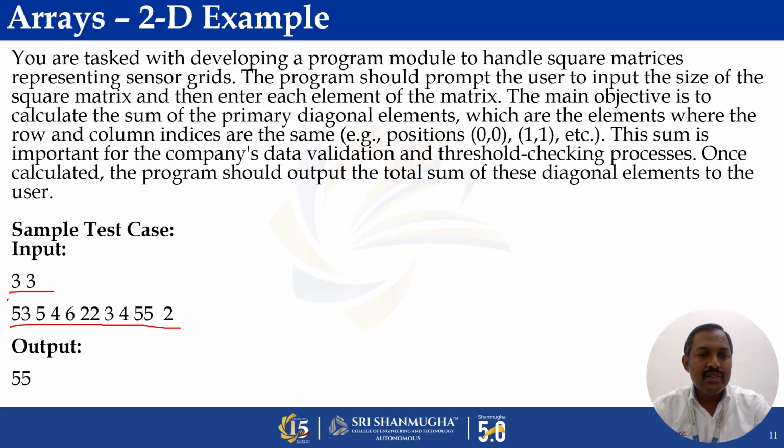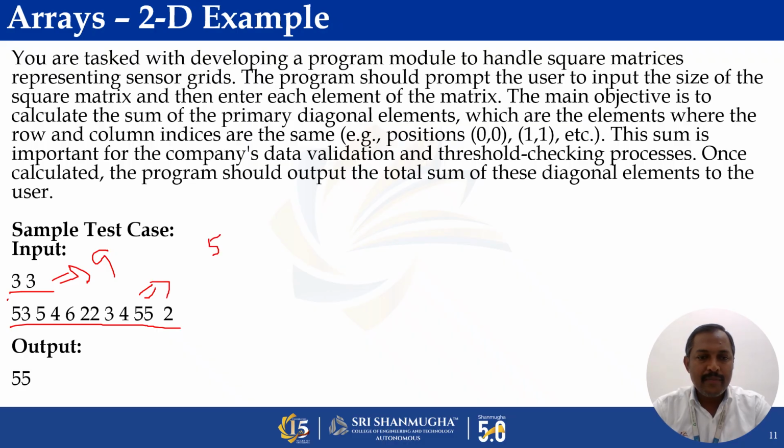Followed by it, 3 into 3, that means totally 9 elements: 1 2 3 4 5 6 7 8 9, there are 9 elements given. The main objective is to calculate the sum of the primary diagonal elements, which are the elements where the row and column indices are the same. Actually, how can we denote this in a matrix?